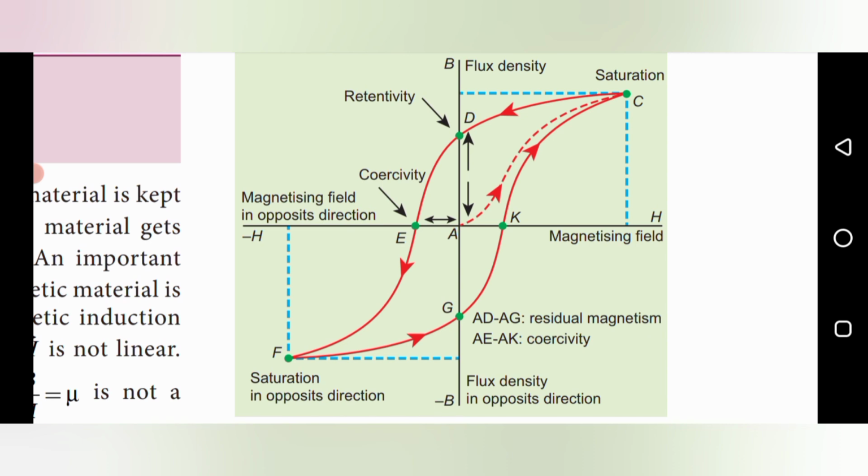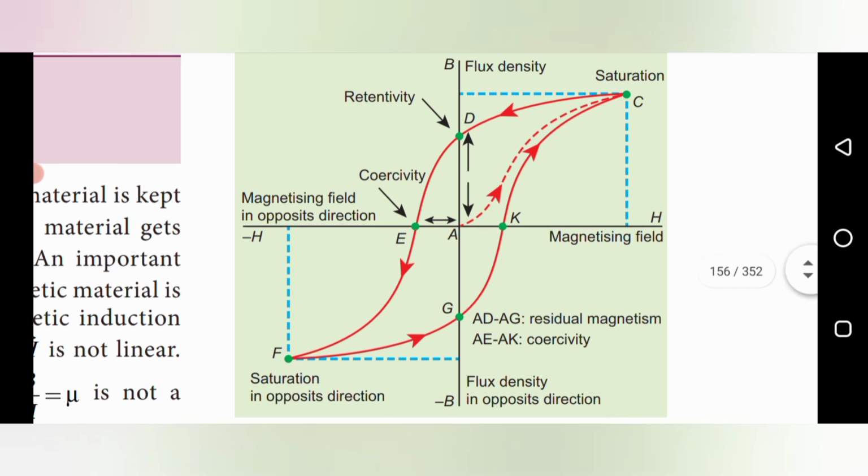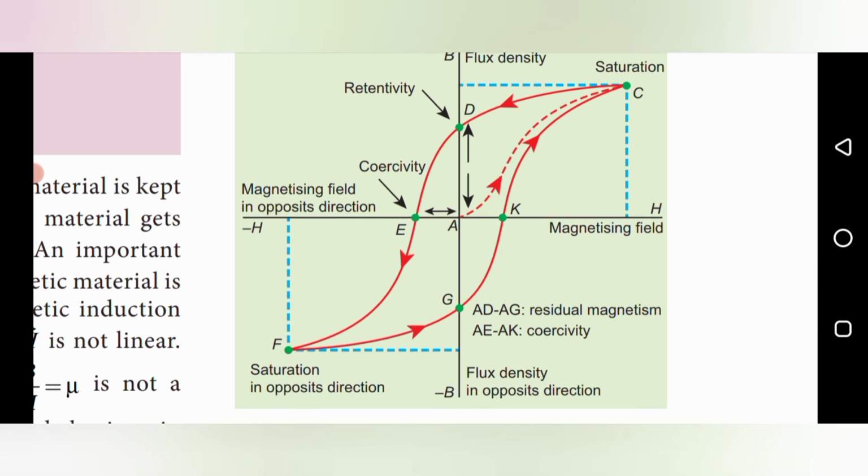Some terms are also given here. The point AD represents the remanence or retentivity. It is defined as the ability of the material to retain magnetism even after the magnetizing field vanishes. That is called retentivity. And coercivity is the magnitude of the reverse magnetizing field for which the residual magnetism of the material vanishes. These are the two terms here: retentivity and coercivity.